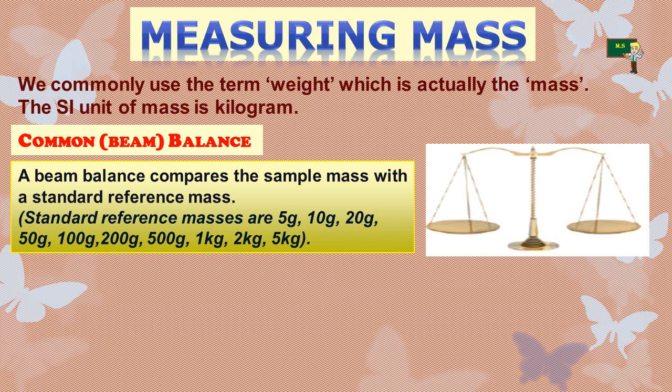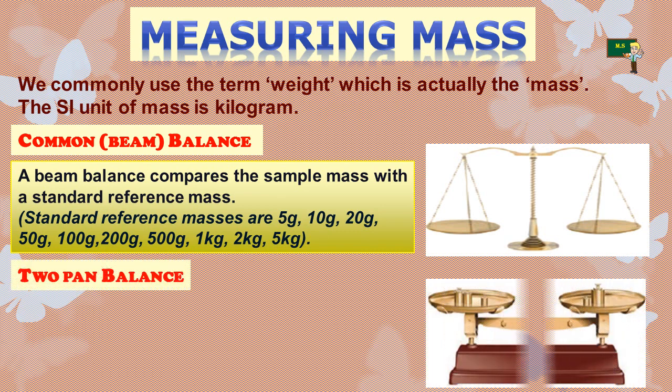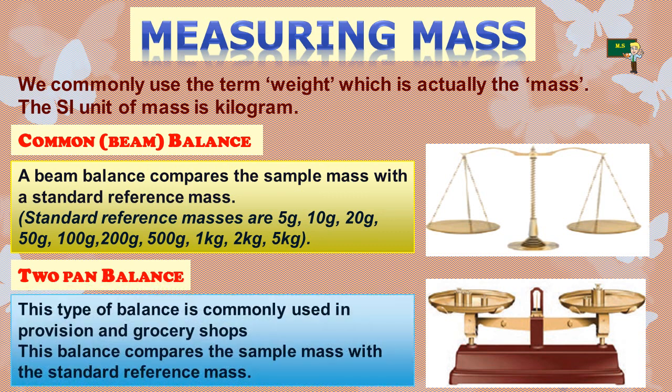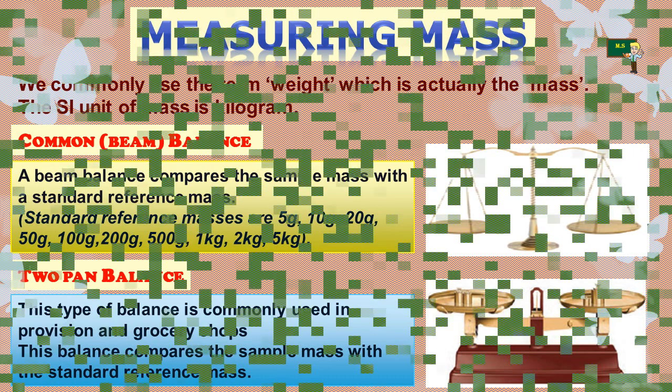The second one which you can use here is the 2-pan balance. This is the 2-pan balance. This type of balance is commonly used in provisions and grocery shops. This balance compares the sample mass with the standard reference mass.